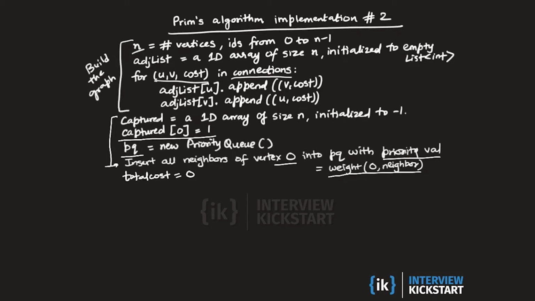And we are again going to have a total cost variable, which is going to record the cost of the spanning tree, or the growing structure as it is growing, which will eventually become the spanning tree at the end of the algorithm. So all this initialization should look familiar from the previous video, and now we come to the core body of the algorithm, which is this while loop. While the priority queue is not empty, what are we going to do?